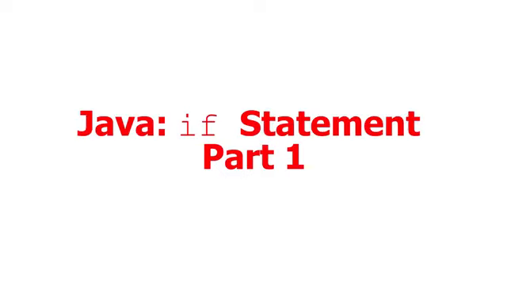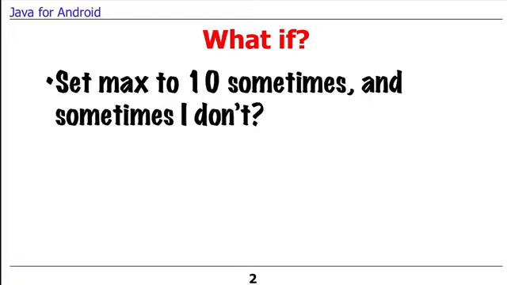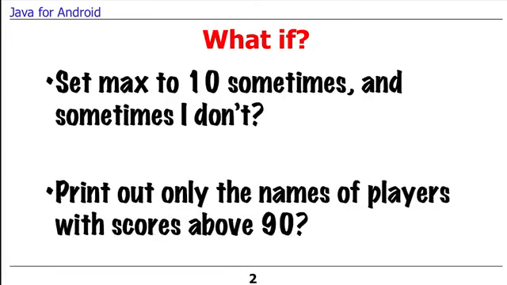By now, you've probably thought about things like, what if I want to set max to 10 sometimes, and sometimes I don't? Or what if I want to print out only the names of players with scores above 90? What you are searching for are conditional statements that determine if some action will be performed or bypassed. And Java has a construct designed just for that. Let's start with a motivating problem.